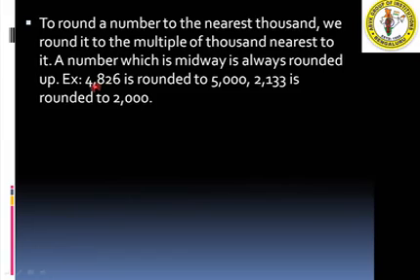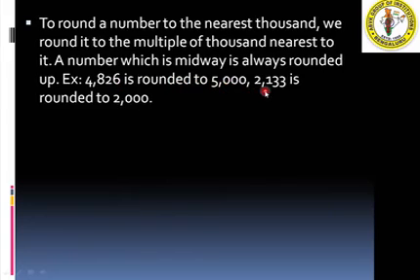Now the number is 4826. The number in the hundreds place is 8. You know that this 8 is greater than 5. So this number will change to the next 1000. So we have 4000, and after 4000 you will get 5000. So 4826 is rounded to 5000.